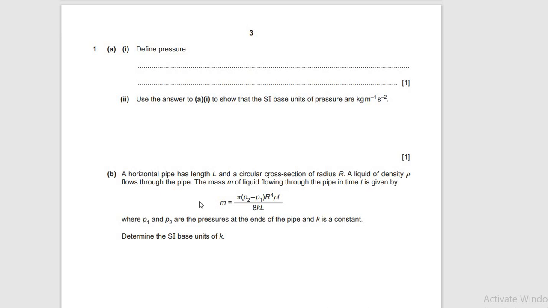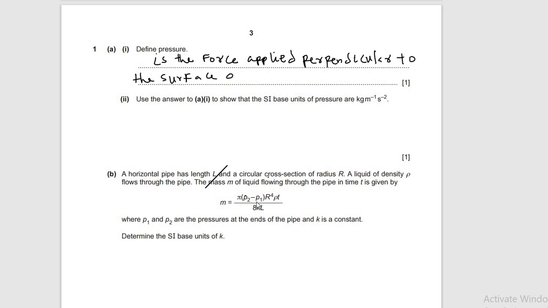Okay, so let's write it down. Pressure is the force applied perpendicular to the surface of an object per unit area.